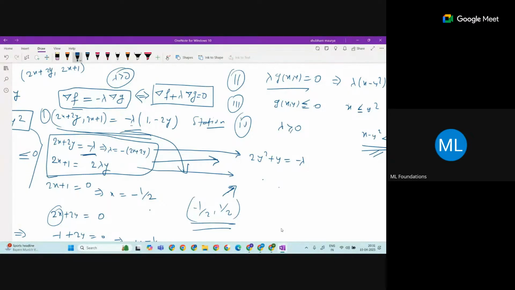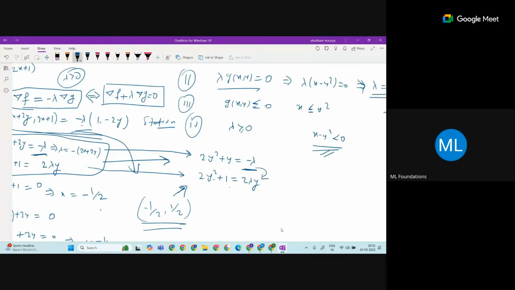So this is 2y square plus 1 is equal to 2 lambda y. Now we'll use this lambda value here, so that our equation will be a single equation in one variable. So this is 2y, 2y square plus 2y. So this is 2y square plus 1, 2, and 2y square plus 2y, and then y.